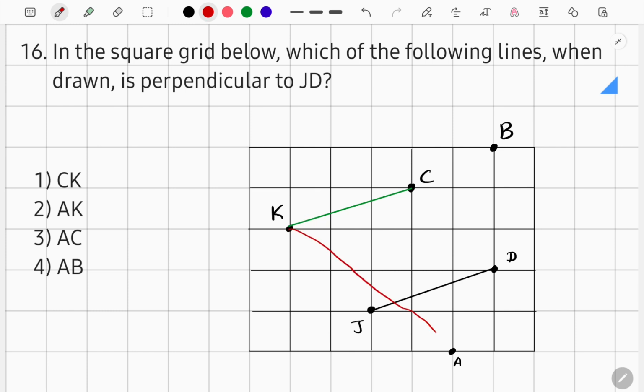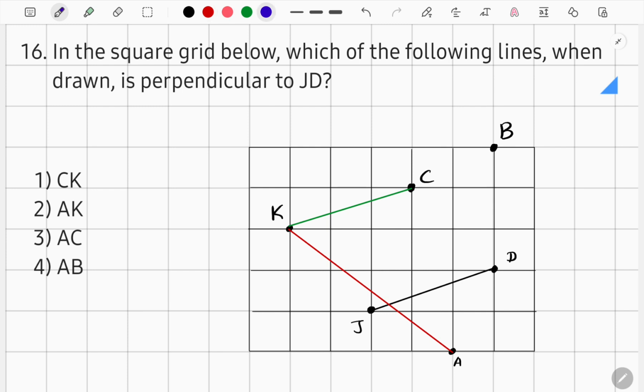Now let us consider the next one, AK. Let us draw a line joining AK. When we draw this line here, AK, it is intersecting the line JD, but it is not at 90 degrees. Rather, it is in an obtuse angle. Therefore, AK is also not the answer.